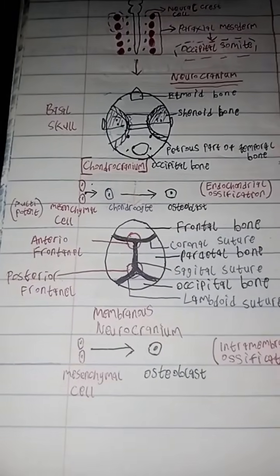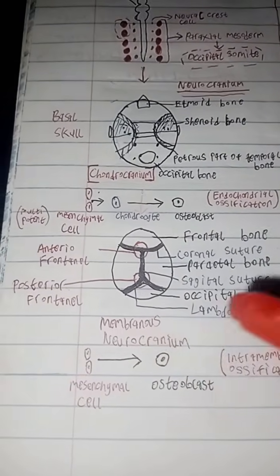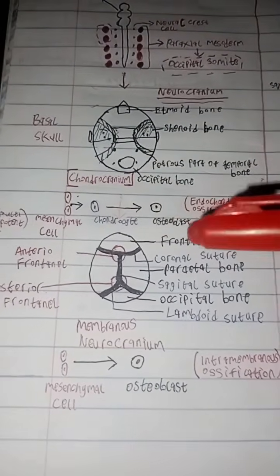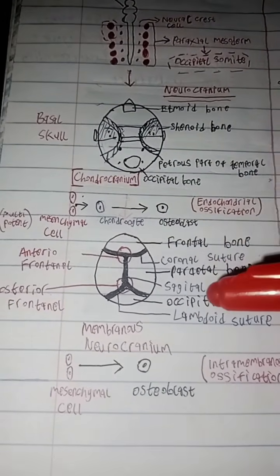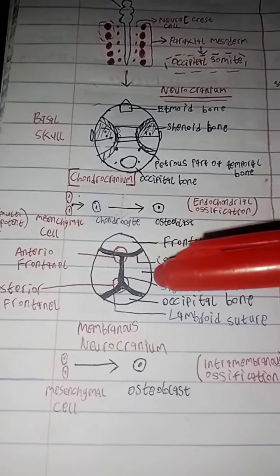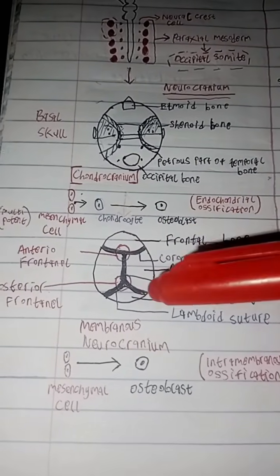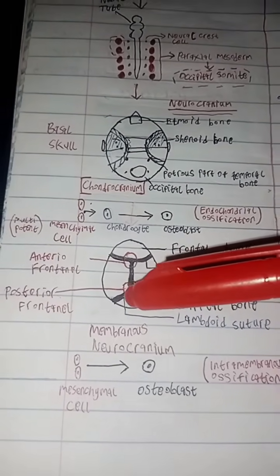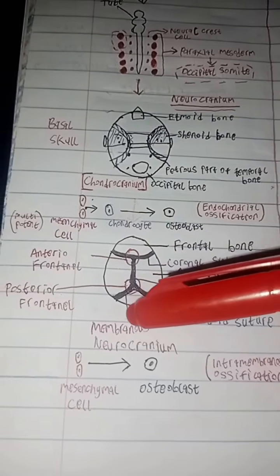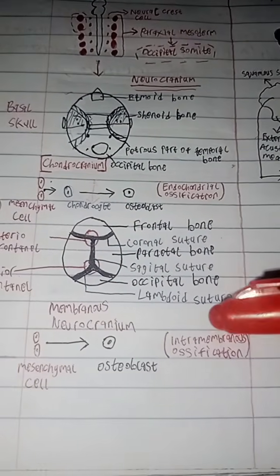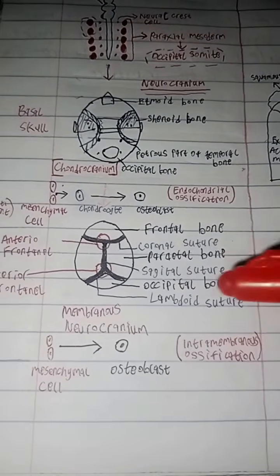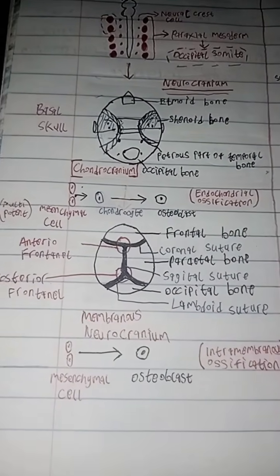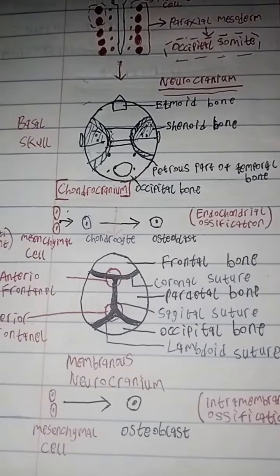Next up, we have the membranous neurocranium, which is the upper part of your skull. Now you can see from the diagram your frontal bone, your parietal bone, and also occipital bone, and the sutures too, coronal sutures, and sagittal sutures, and also the lambdoid suture. And where two sutures meet, you see the fontanelles, which are your anterior and posterior fontanelles. And it's called membranous neurocranium because it formed through intramembranous ossification. So from mesenchymal cells straight towards osteoblast. And that is the neurocranium.